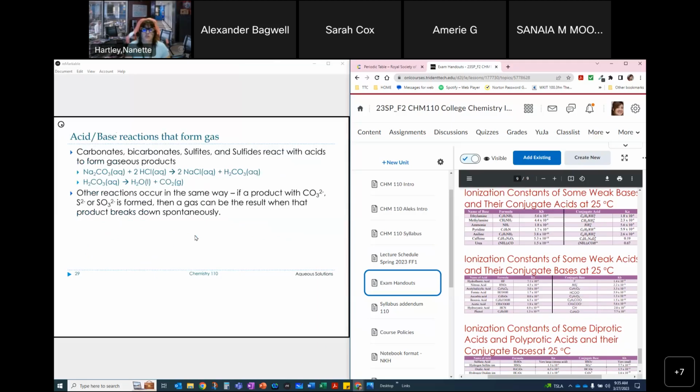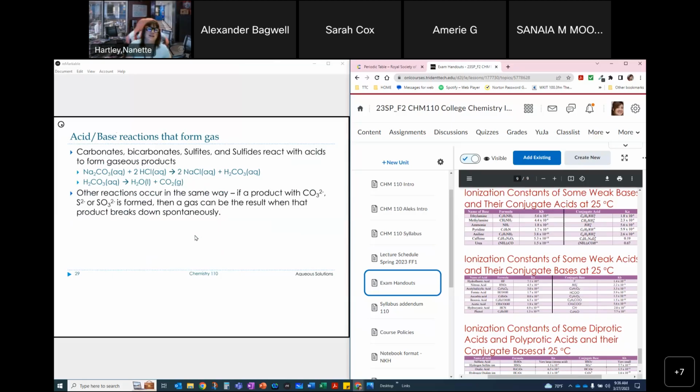And one of the other things that we need to be able to deal with is that carbonates, bicarbonates, sulfates, and sulfides react with acids to form gaseous products. This is mentioned because it's something that happens in the laboratory. We do a reaction that produces gas. We collect that gas to see what the state of that reaction is. Now, you guys don't do that for the virtual lab, but it is something that we need to be able to talk about because it may be on the final.